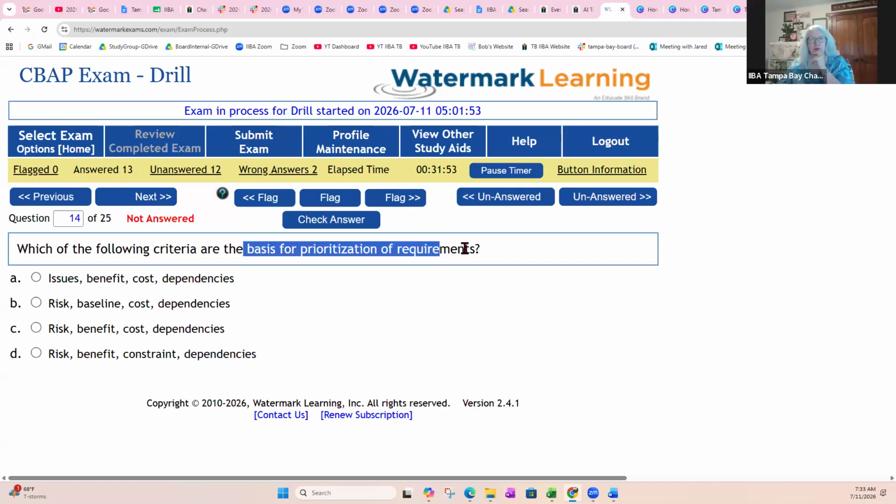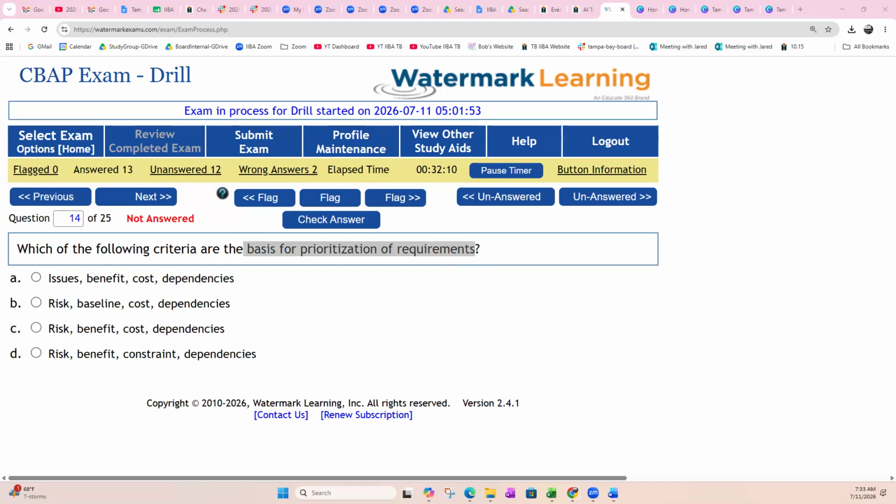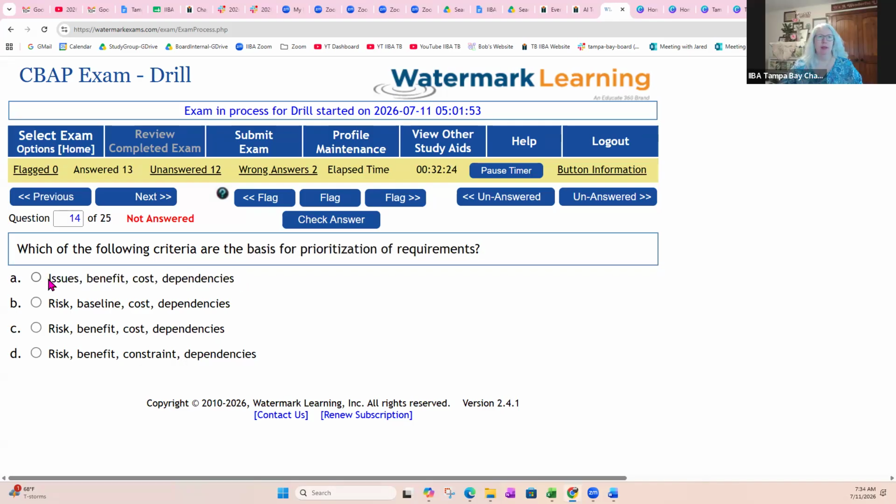Basis for prioritization of requirements. Is it issues or risk? It's risk. I usually make a confusion with the rate. Yeah, it's risk. Okay, so we're going to eliminate A.